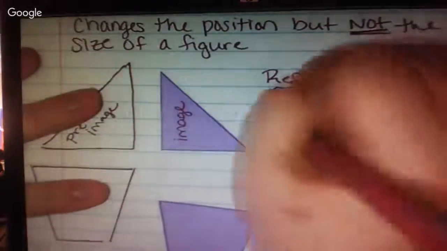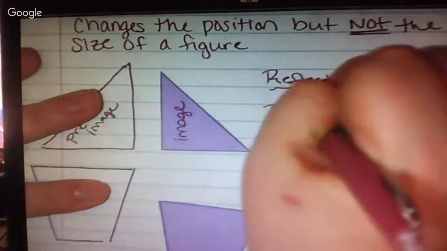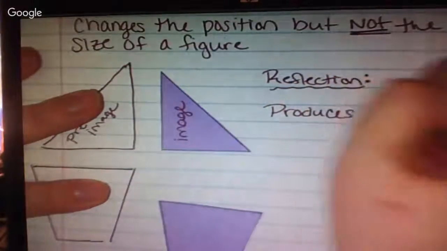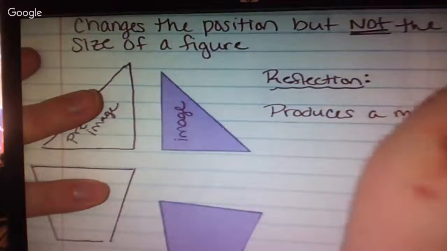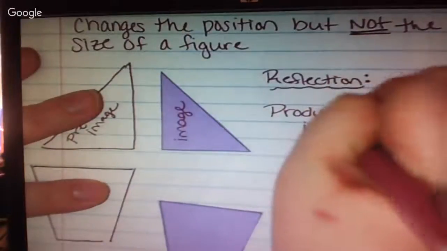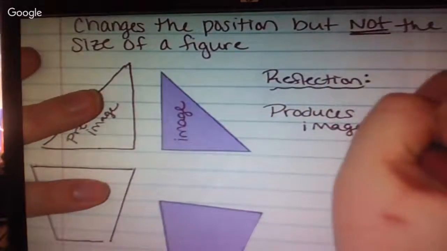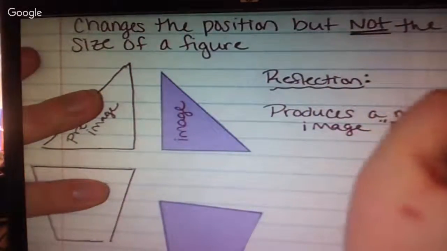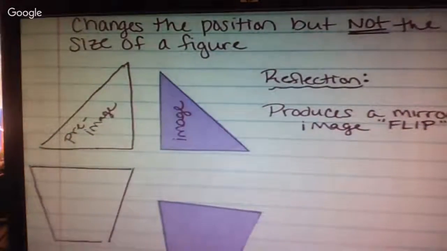And what this does is it produces a mirror image. And back in 8th grade, you should have called this your flip.